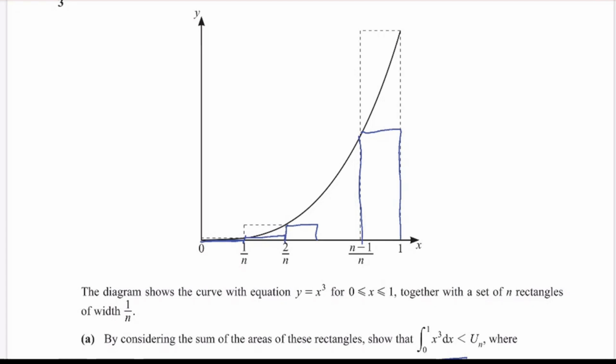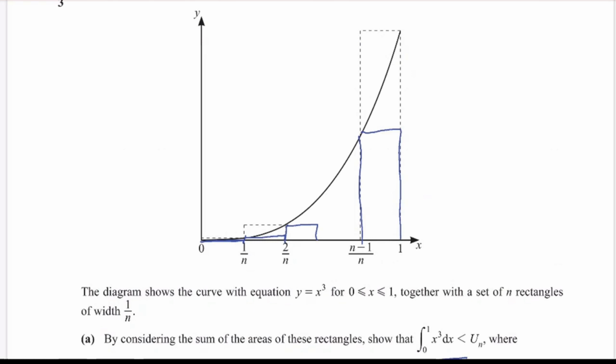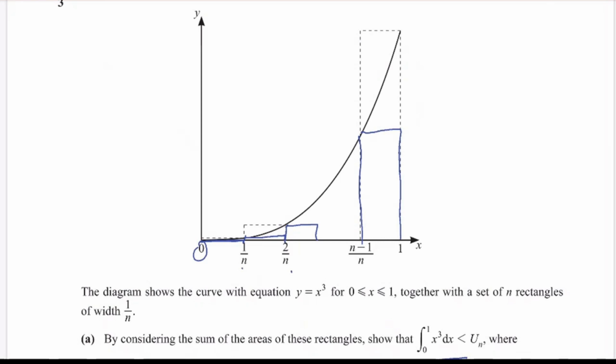So we do the same thing. The lower bound is the width multiplied by all the heights there. The heights there start with 0 for x. We've got 0 cubed plus the next height, 1 over n and so on.